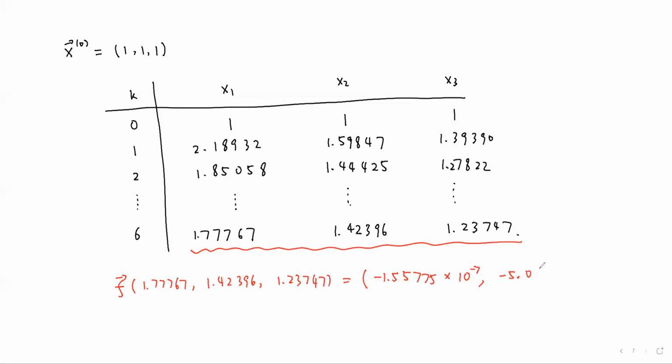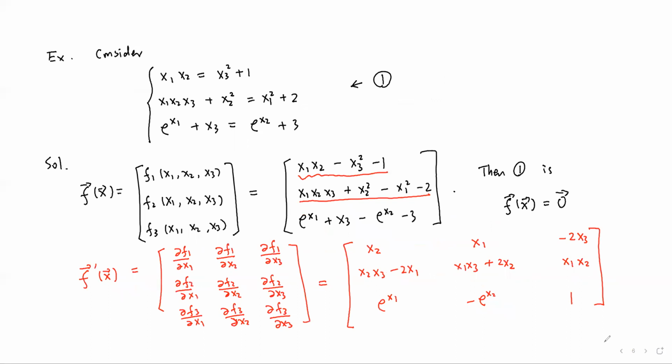Negative 5.067029 times 10 to negative 7. 2.8299 times 10 to the negative 7. So if we are happy about this small function value, then we consider this and this as the root of this system of three equations.